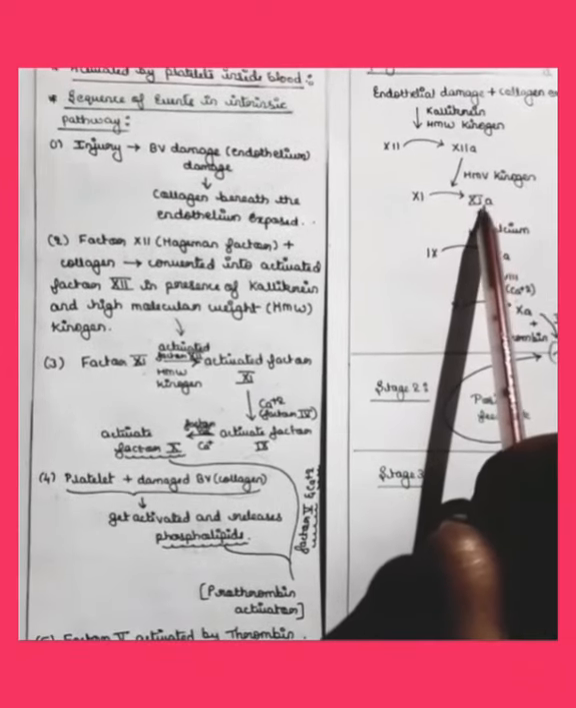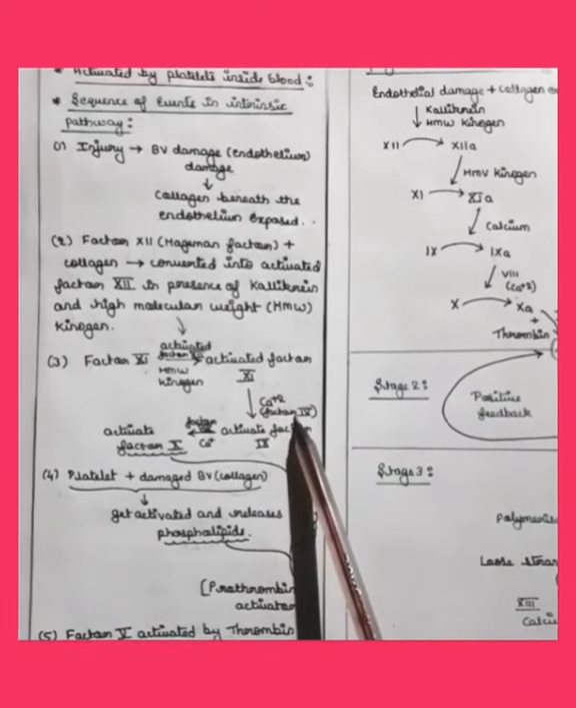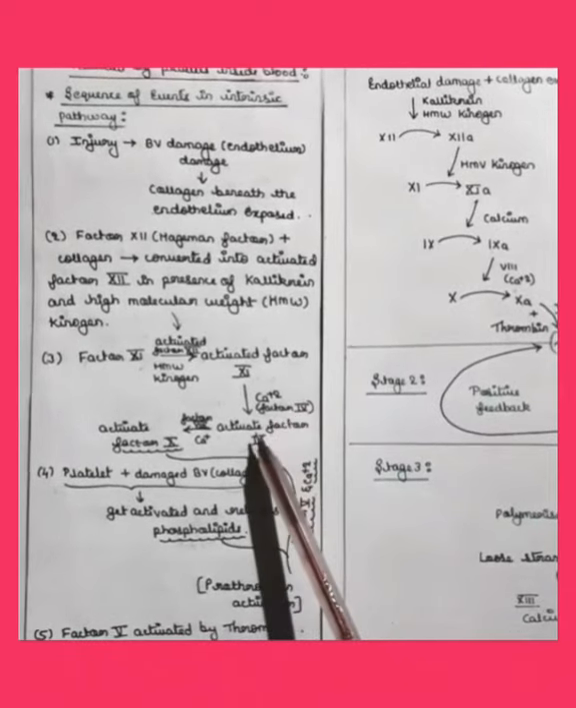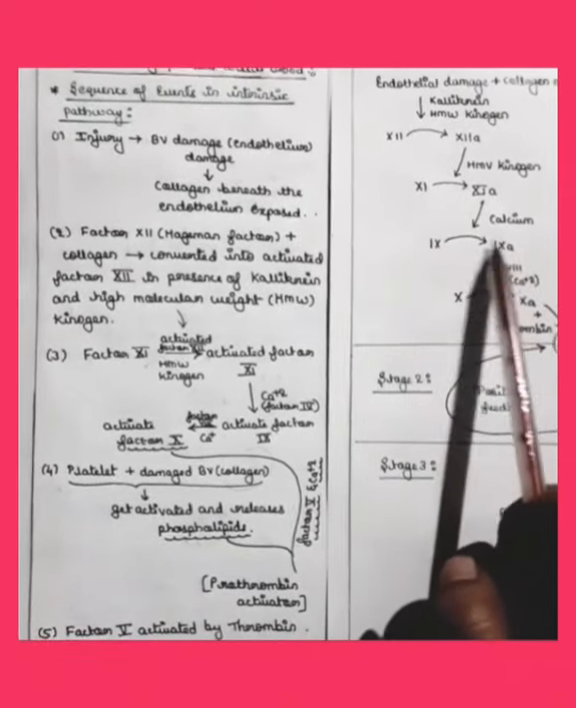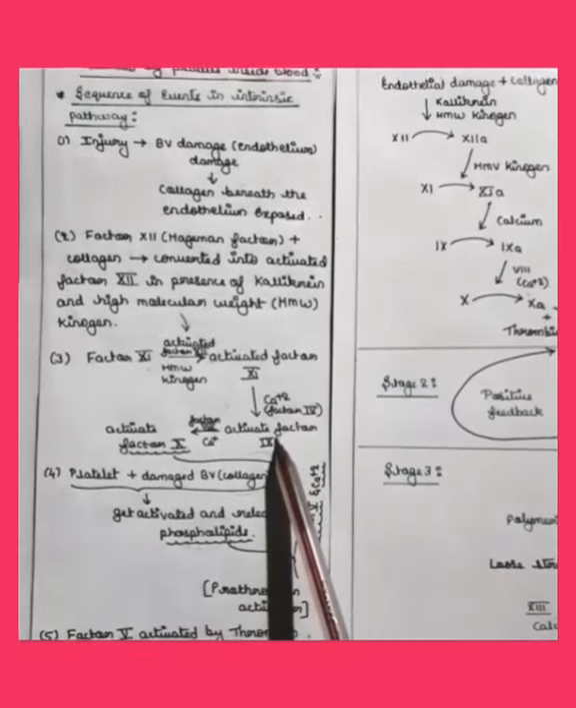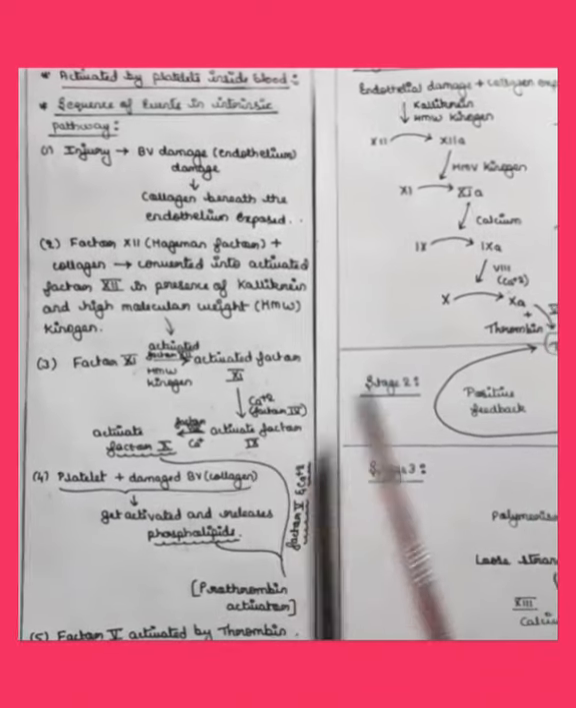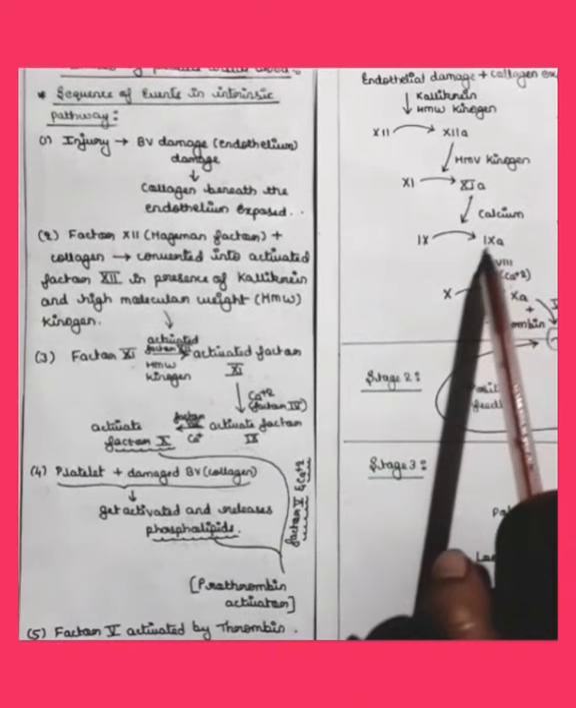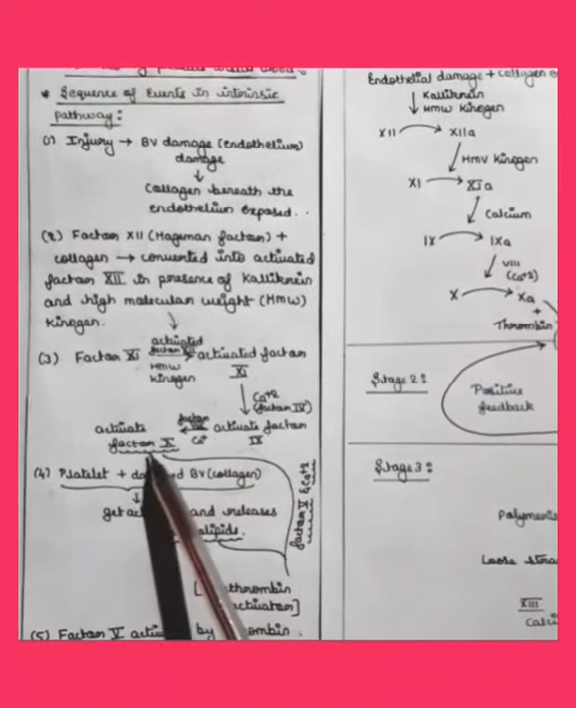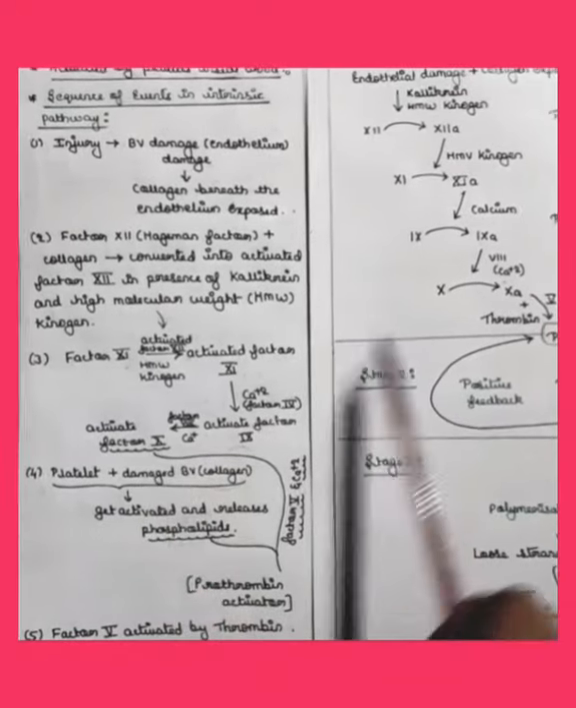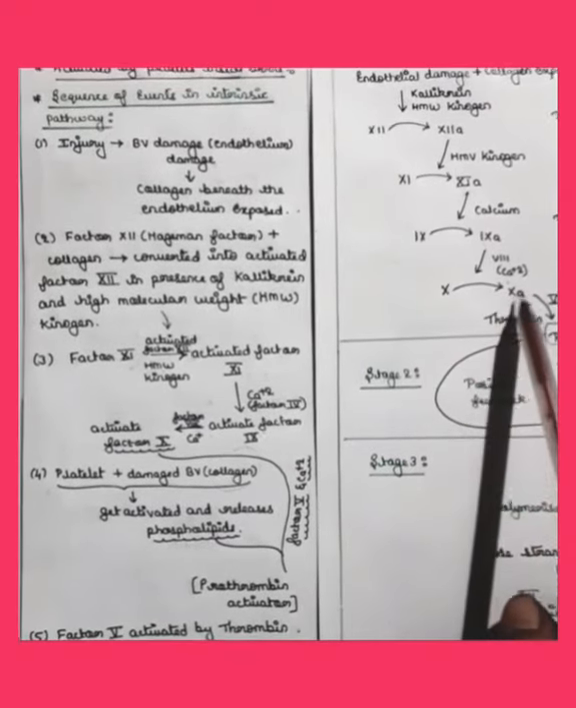Now this active factor 11, in the presence of calcium, converts inactive factor 9 to active factor 9. Further, in the presence of factor 8 and calcium, active factor 10 is formed. So inactive factor 10 will be converted into active factor 10.